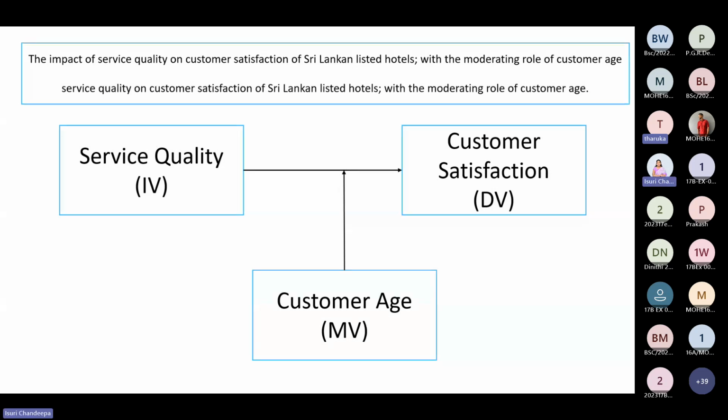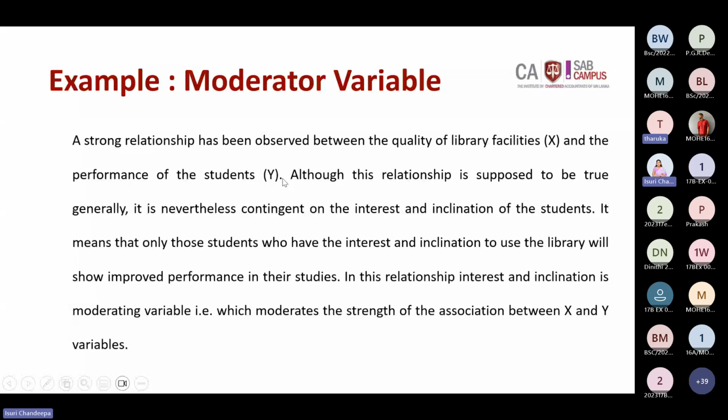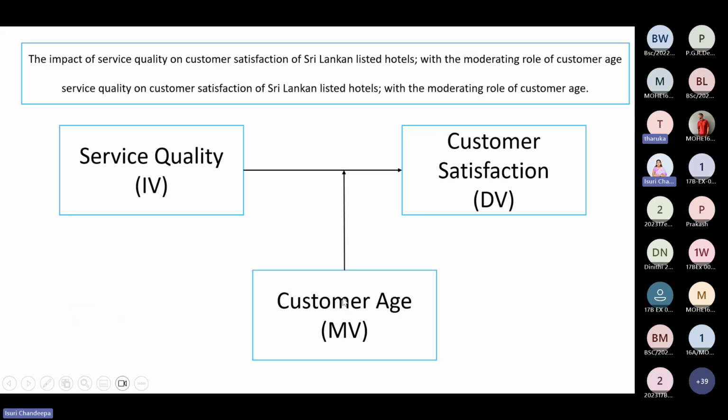Second one, if you have the moderator for your research topic, you need to develop two basic questions. The first one is to check the direct relationship between the independent and dependent. The second question is regarding the moderator, right? In such a scenario, you can develop the questions like this. What is the relationship between service quality and the customer satisfaction?